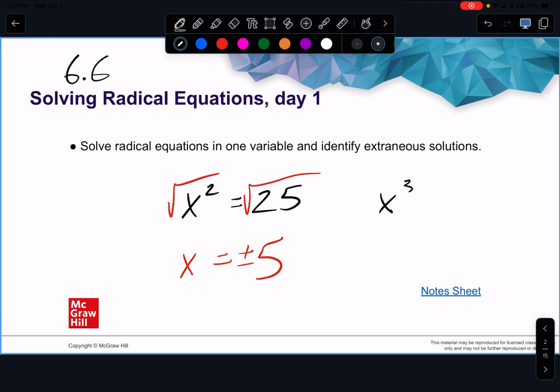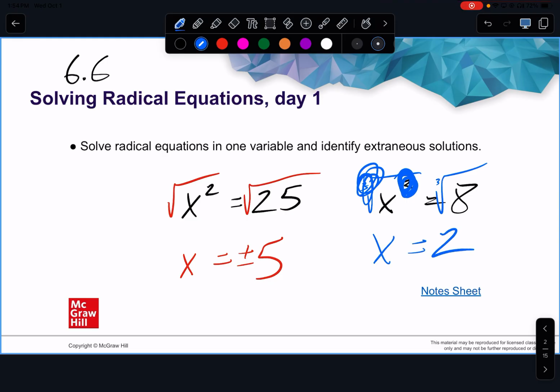Okay, what if it was cubed? Like x cubed equals 8. How would I undo that? The cube root. Yeah, you're exactly right, Aiden. I would do the cube root of x. What I do on the left, I do on the right. So this part cancels out this part, and now we just have x equals the cube root of 8, which is 2. If it's an odd index, we don't have the plus or minus. If it's an even index, we do.